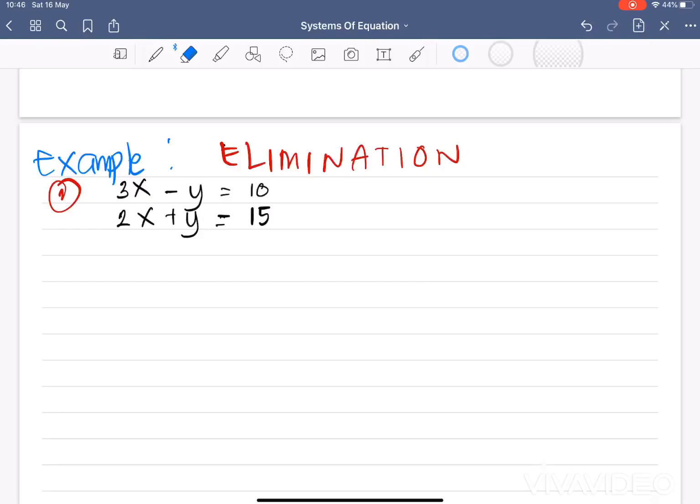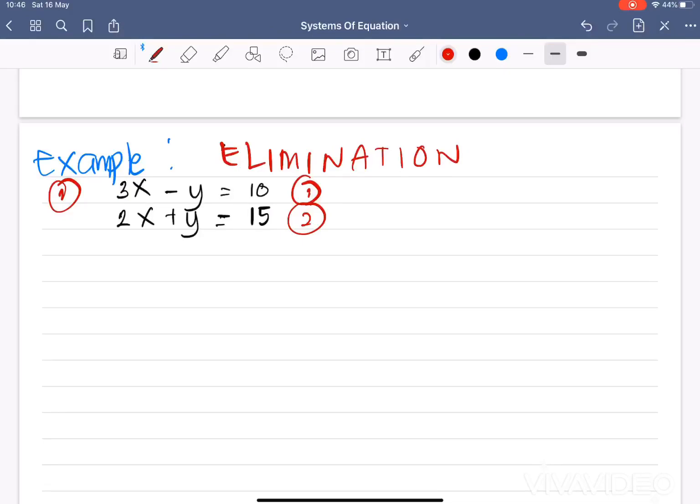Those are the words that best describe this method. For example, here in number one, we have two equations. Equation number one is 3x minus y equals 10, and equation number two is 2x plus y equals 15. Since we are going to use elimination, as a student you need to decide which variable is easier to eliminate. With integers, it's easier to eliminate numbers if we have a number and its opposite, because when you add them together, a number and its opposite equal 0.